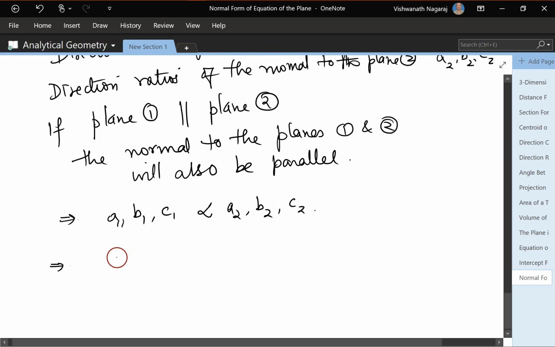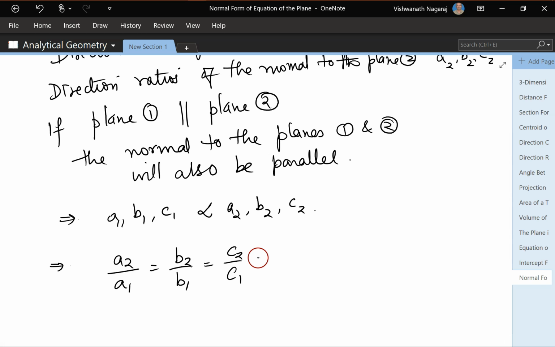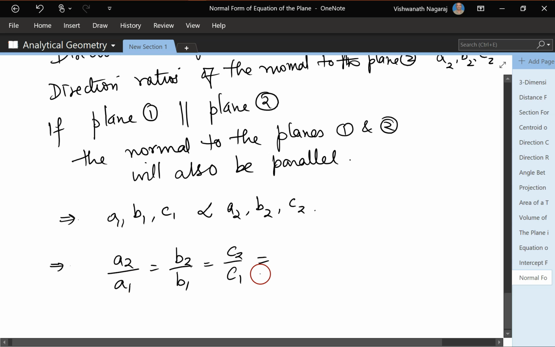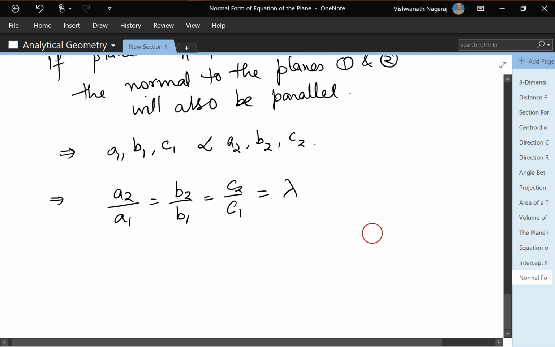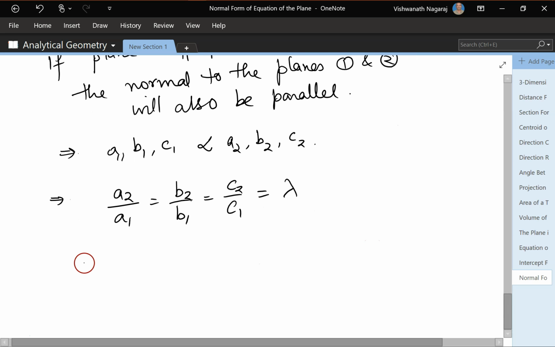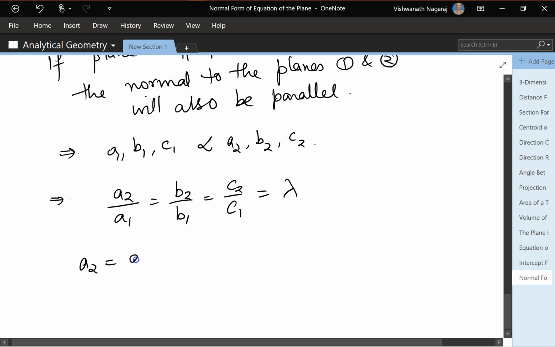So this again implies that a2 by a1 is equal to b2 by b1 equal to c2 by c1. They are proportional. Now let's say that these ratios are equal to lambda. If we take each one of them individually, then a2 would be equal to a1 lambda, b2 would be equal to b1 lambda, and c2 would be equal to c1 lambda.